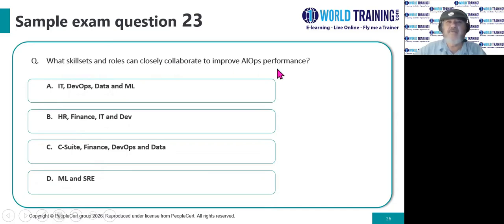Yeah. Question 23. What skill sets and roles can closely collaborate to improve AIOps performance? IT, DevOps, data, and machine learning. I don't know if machine learning is really a role. HR, finance, I know. HR doesn't have a whole lot to do with it. C-suite, no. Machine learning and SRE. So between A and D, skill sets and roles. So I guess machine learning could be a skill set. So maybe A. Yeah.